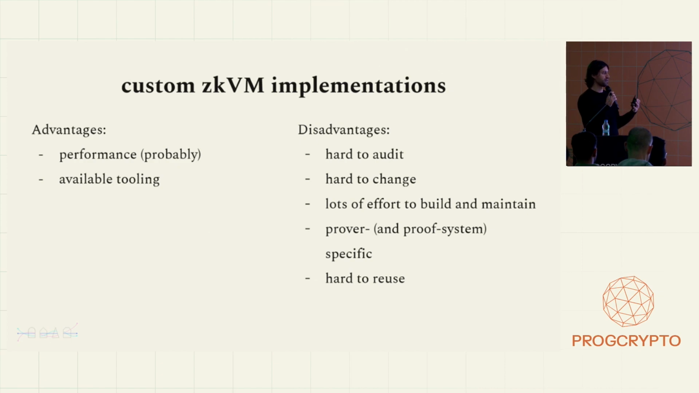A lot of frameworks that give you Halo 2 proofs only use Halo 2. Or a lot of frameworks that use Stark proofs only use Starks, and so on. This creates a lot of inflexibility, basically, and vendor lock-in that might be hard to get rid of.